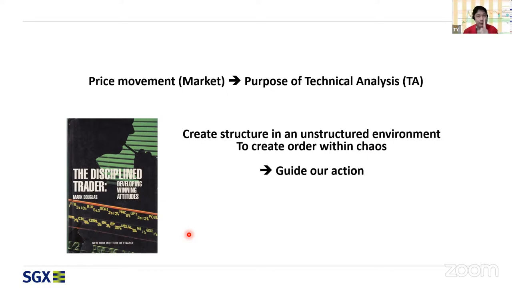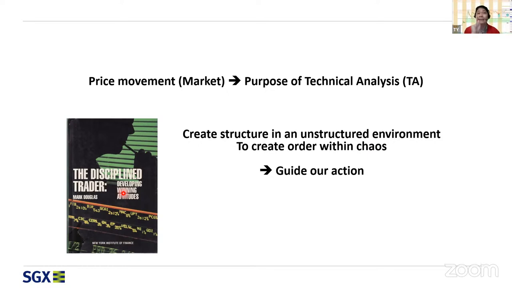I'm going to borrow one concept to explain to you about TA. The book actually mentioned, what is the marketplace? The market is a totally unstructured environment. It's totally chaotic. It's totally random. So is it even possible to make money out of an unstructured, random, disorderly place? The answer is obviously no. So therefore, since the market is totally unstructured and random, how can we find consistency in making money?